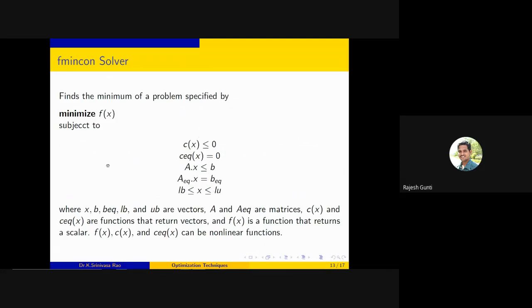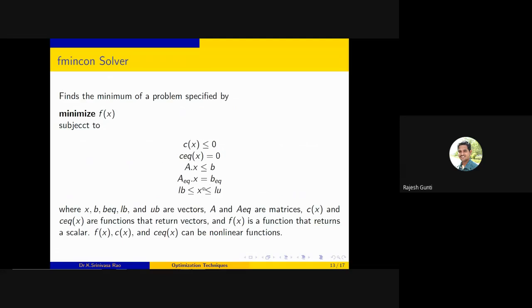This is the standard nonlinear constraint optimization problem. Here, C of x is the nonlinear inequality constraints, nonlinear equality constraints, linear inequality constraints, linear equality constraints.